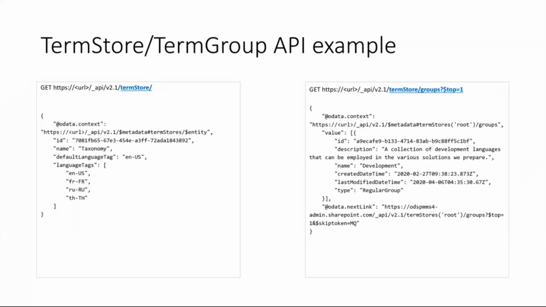You can put some filters and do pagination also if needed on this one. It will return you the ID of the term group, the description of the term group, the label of the term group, and some additional properties like type of the term group. Is it a regular group? Is it a system term group? Or is it a site collection term group? Let me now move on to the term set access.